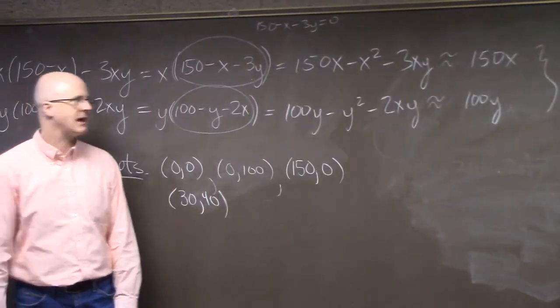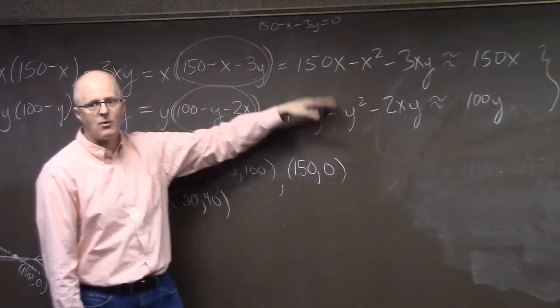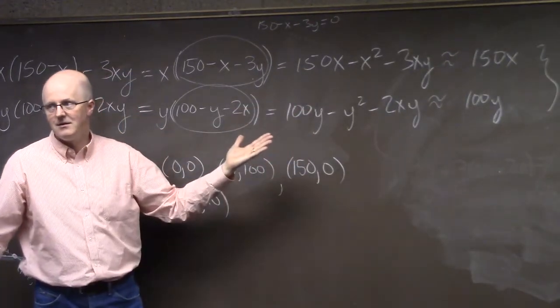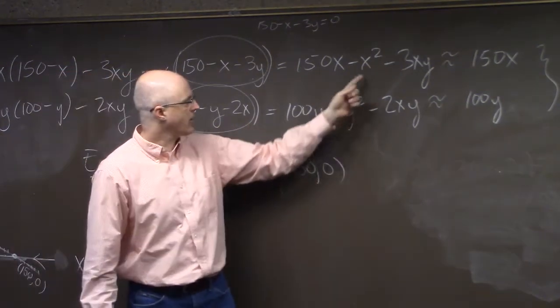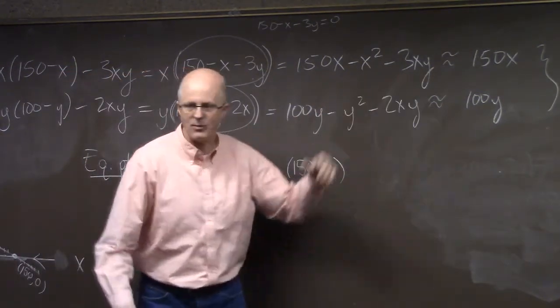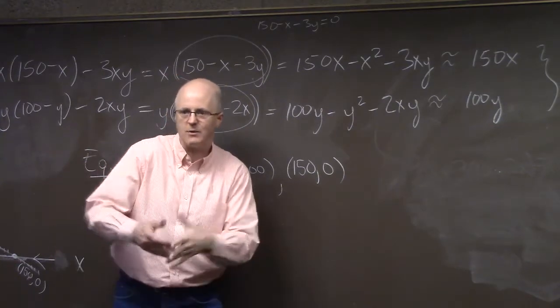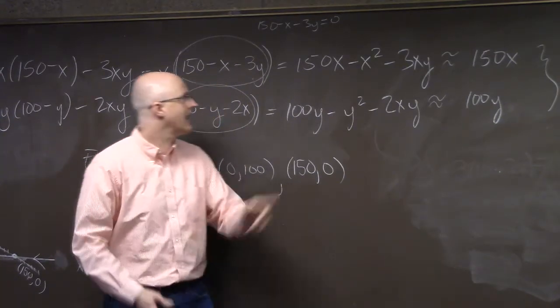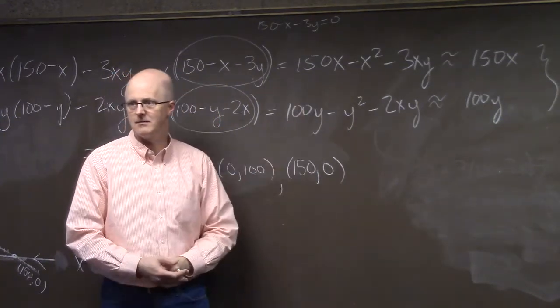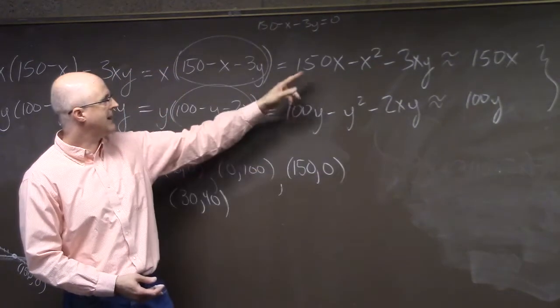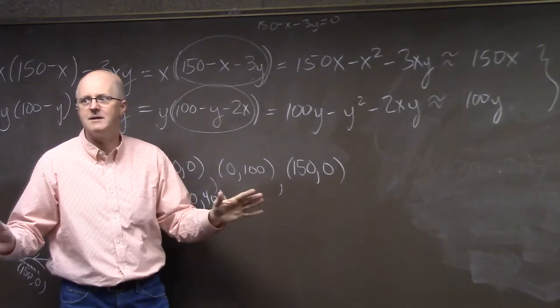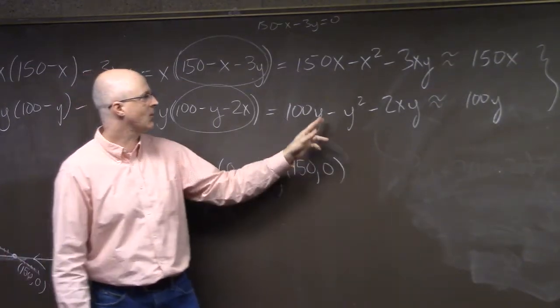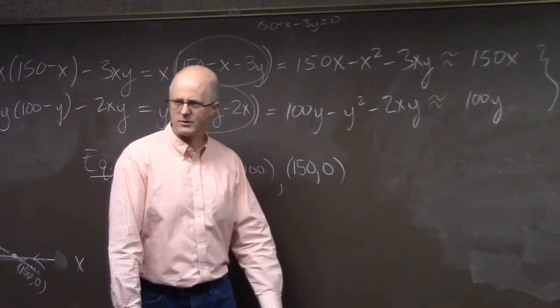How good are these approximations? It's a little funny because all these quantities are small when x and y are close to 0. But x squared, y squared, 2xy, 3xy are orders of magnitude closer to 0 than x and y themselves are. You might be thinking, well, yeah, maybe it's also because the 150 and the 100 are so big, but that's not something to focus on. The thing to focus on is what is the order, so to speak, of the terms.